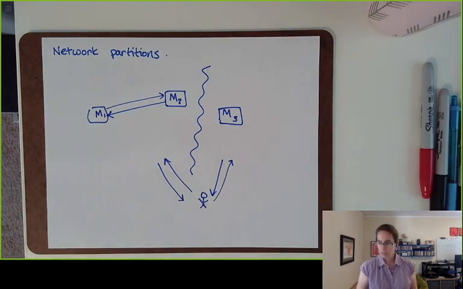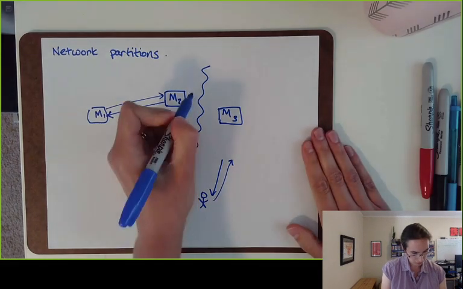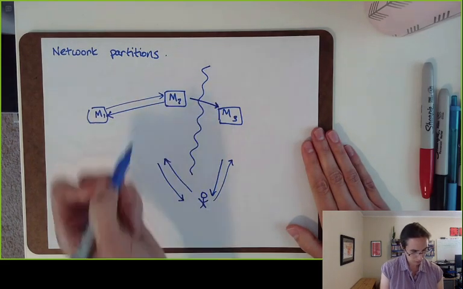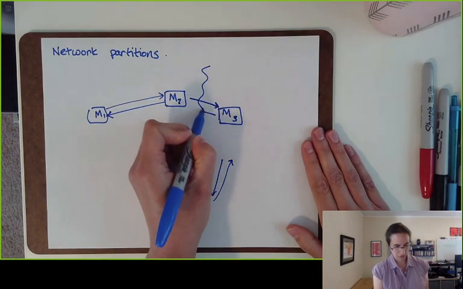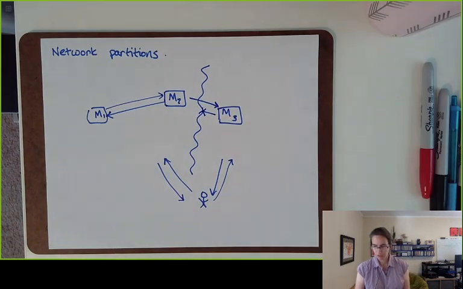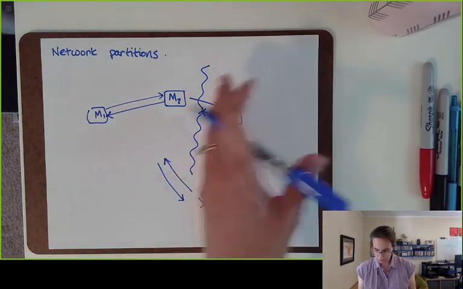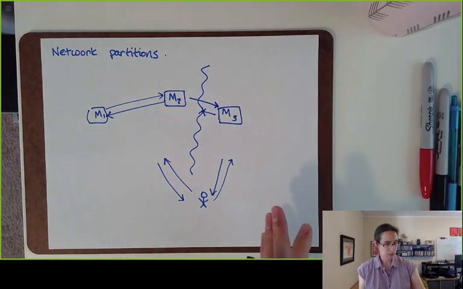And then rarely you might have a situation where side one can send messages to side two, but the messages get lost if going the other way. So side two can't send messages back to side one. So that's also something that can occur. So basically, network partitions are when there's some subset of nodes in the network that cannot communicate with other nodes in the network.